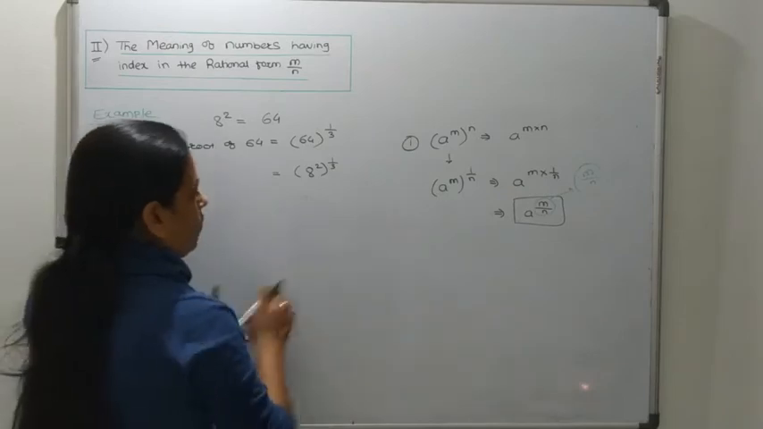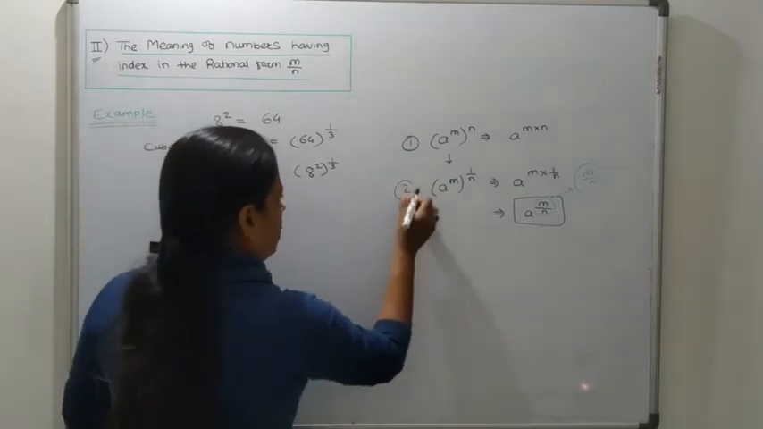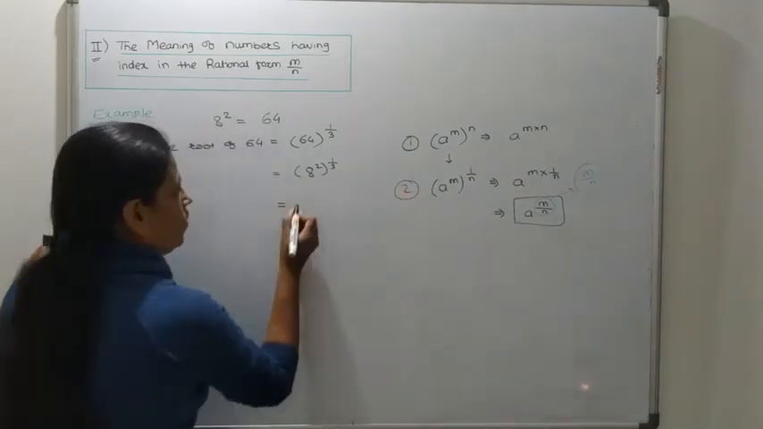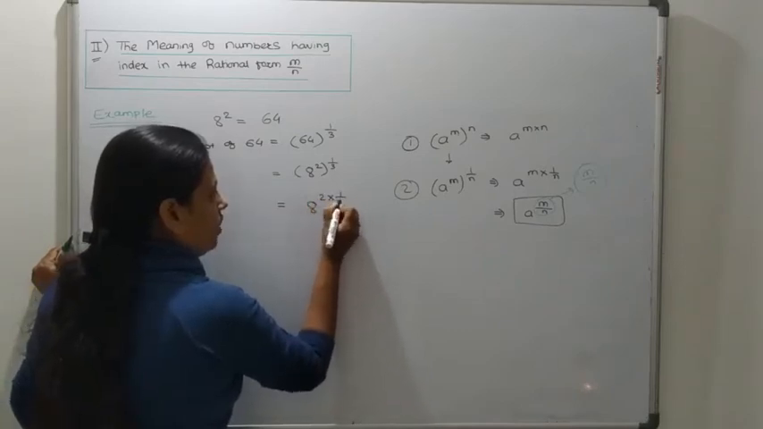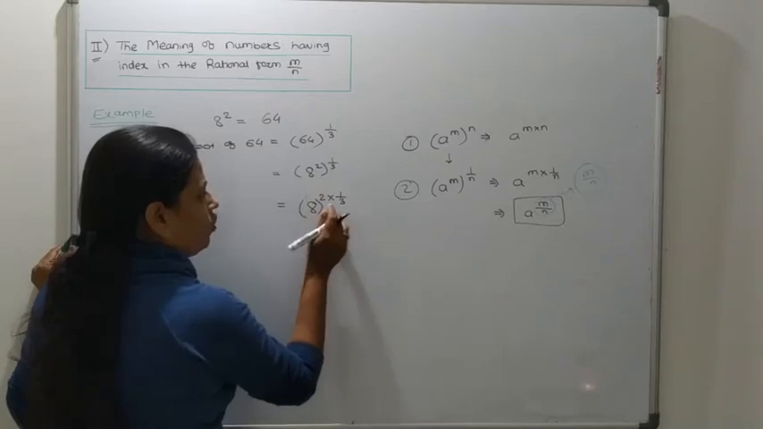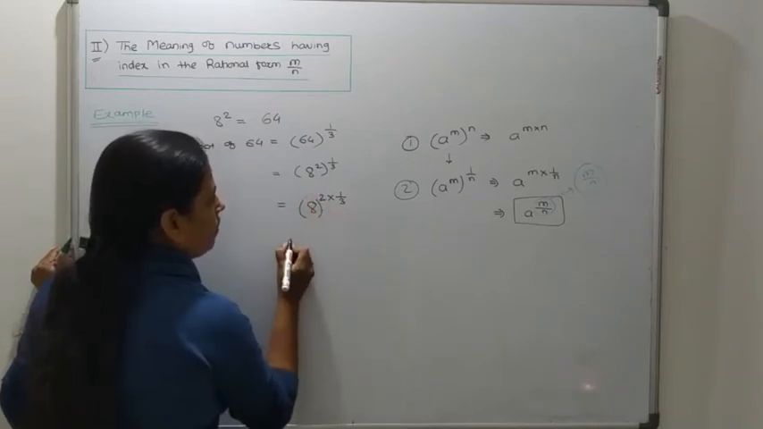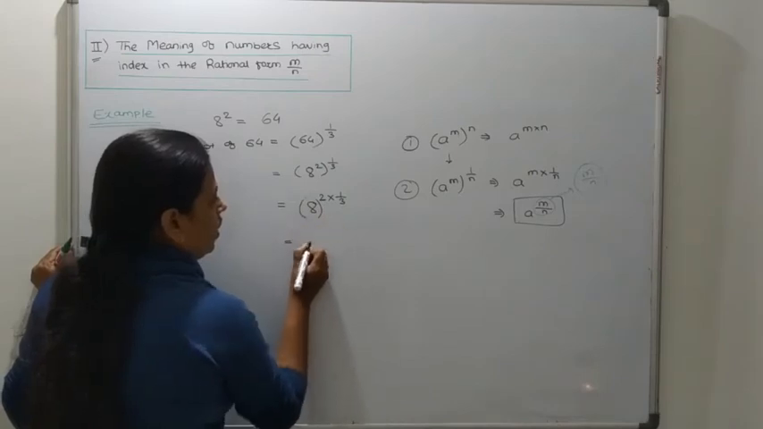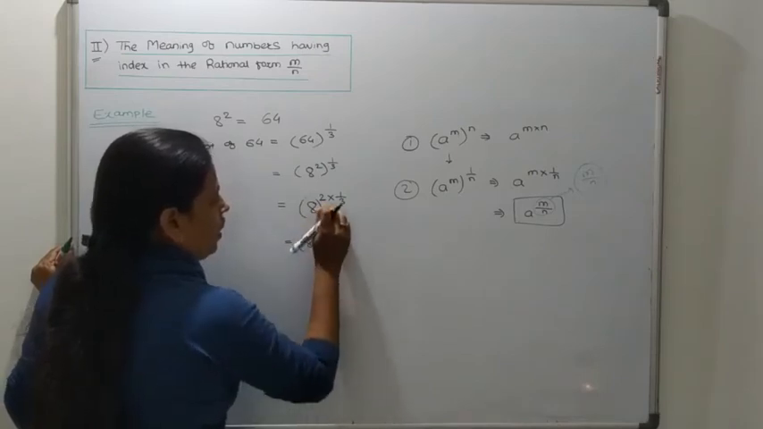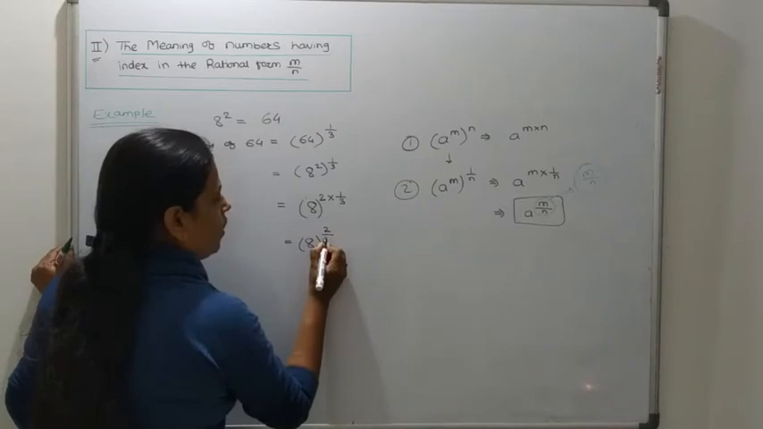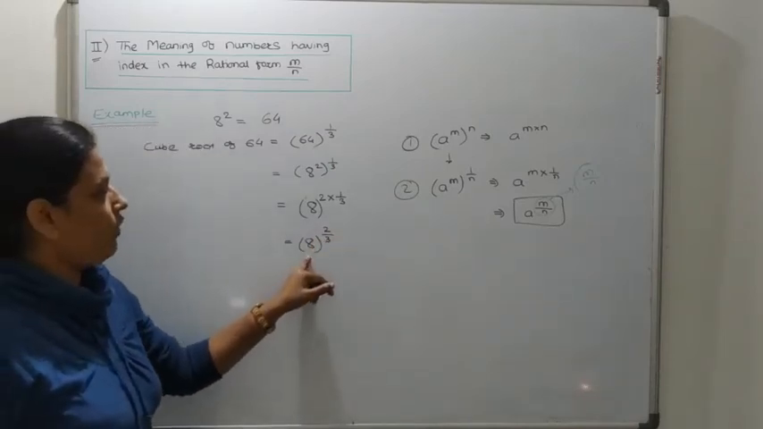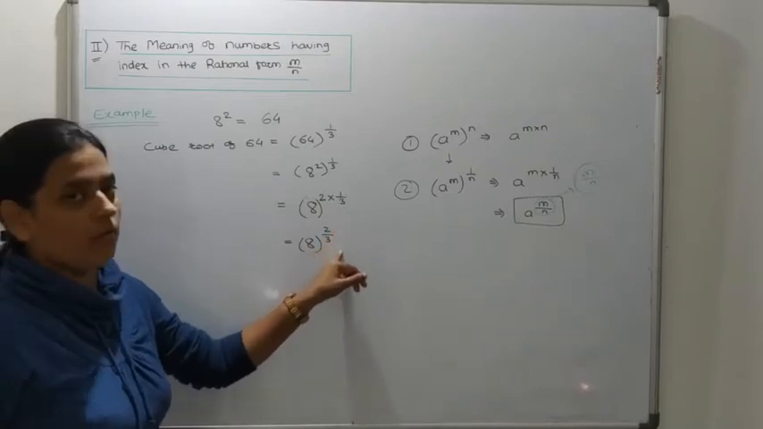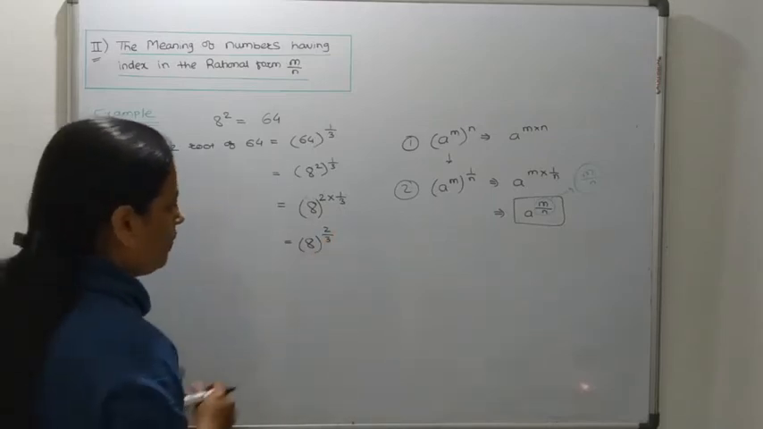By using this property, we can write it as 8 raised to 2 into 1 upon 3, that is 8 raised to 2 upon 3. Just observe, the index of 8 is 2 upon 3, so it is in the form of m upon n.